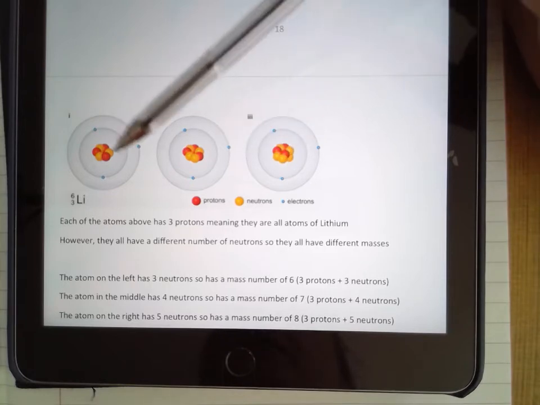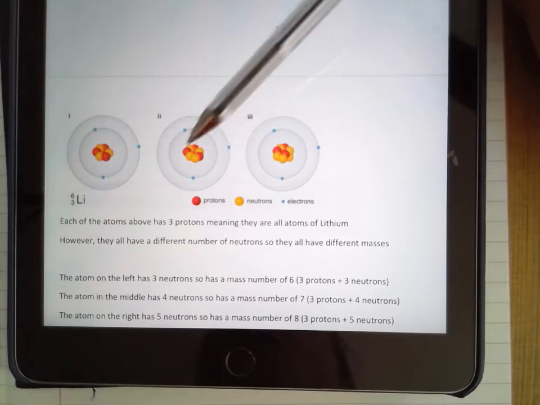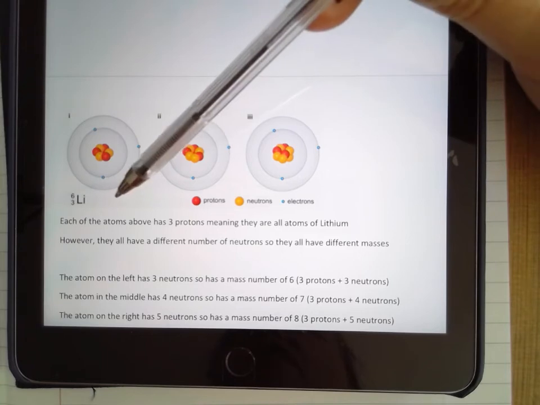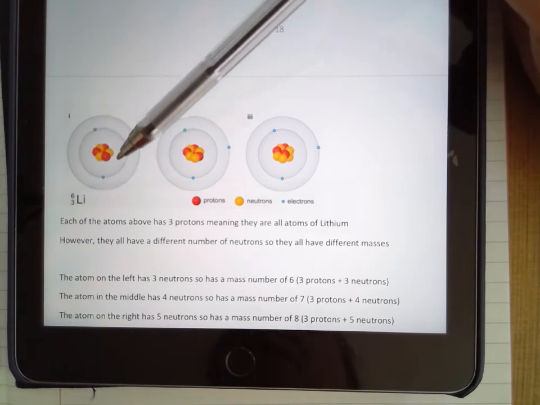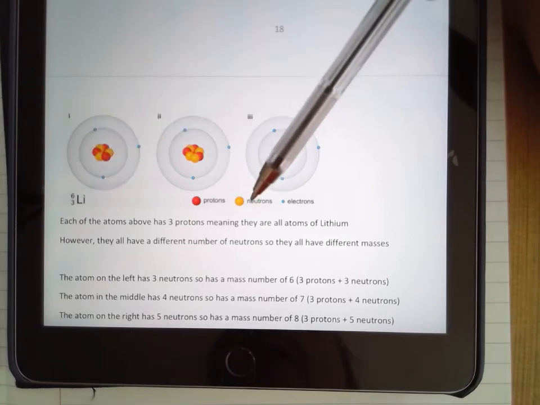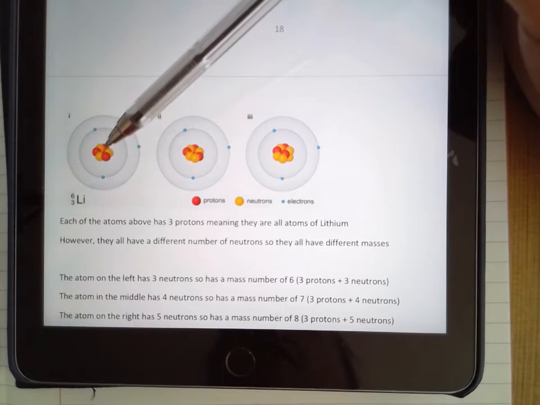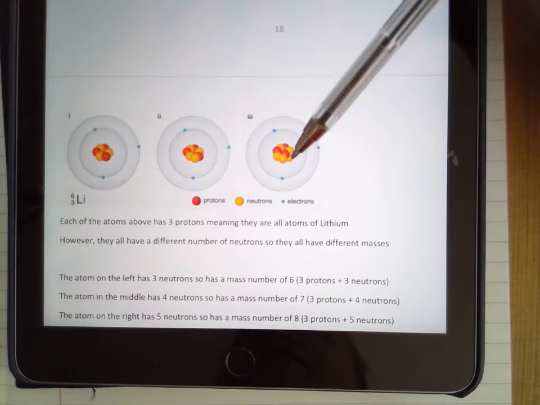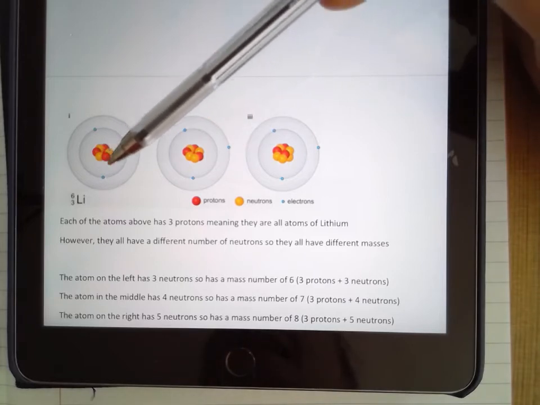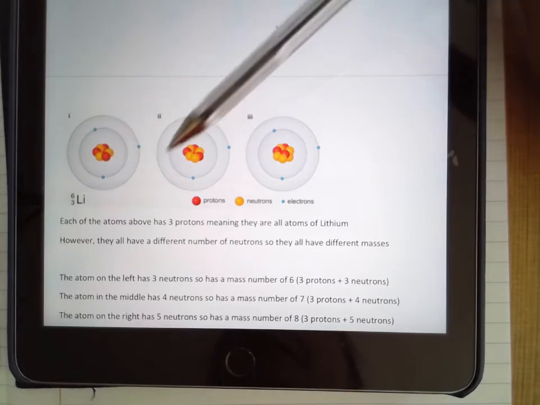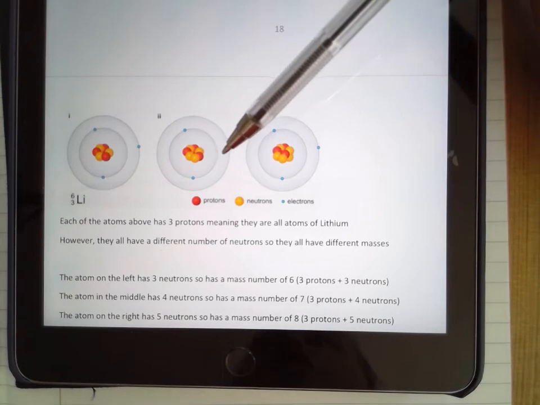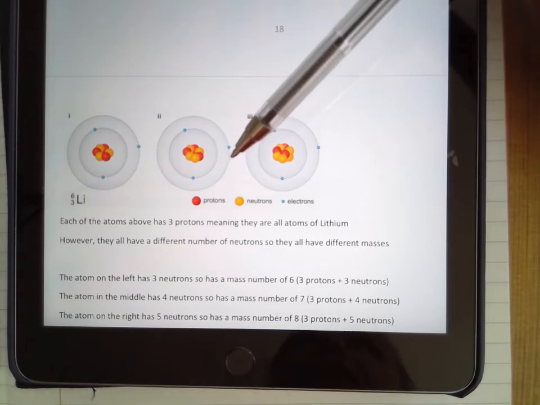Okay, you'll notice that they've all got 3 protons and they've all got 3 electrons, which is lithium, but there's a different number of neutrons. There's a different number of yellow circles. I've got 3 neutrons in the first, 4 in the second, and 5 in the third. And when you've got atoms that have the same number of protons, but different numbers of neutrons, we call them isotopes.